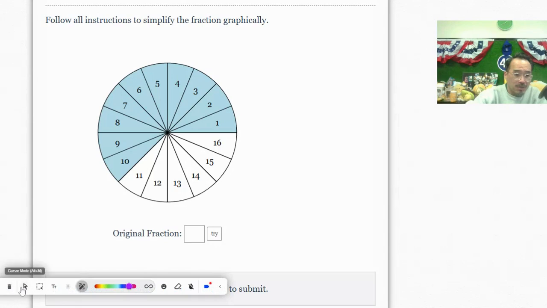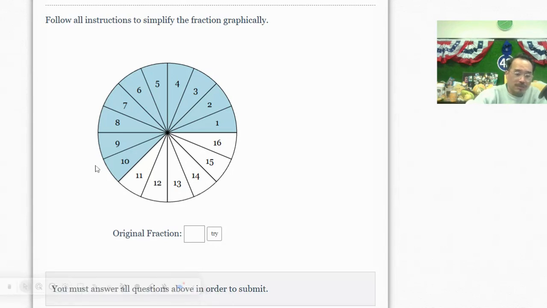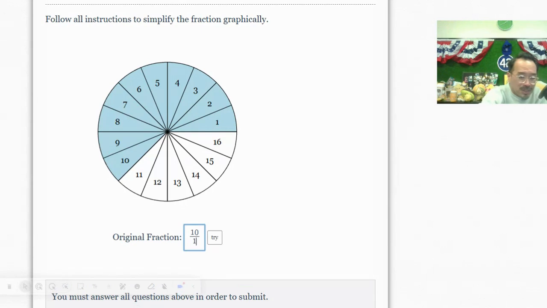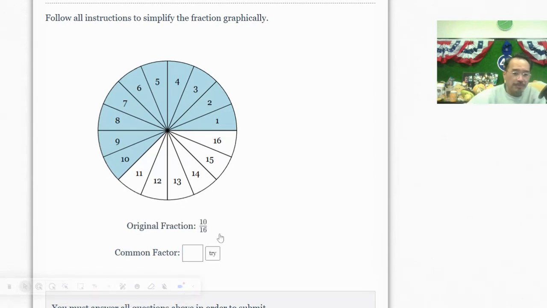So here we got a question. They're all circle graphs, by the way. And the question is, how much of this entire circle graph is shaded as a fraction? Now, if you take a look, how many total pieces are there? There are 16, so 16 will be our denominator. And how many of them are shaded in blue? 10, so it's 10 out of 16. So 10 over 16. They want the original fraction first, so don't simplify it right off the bat.